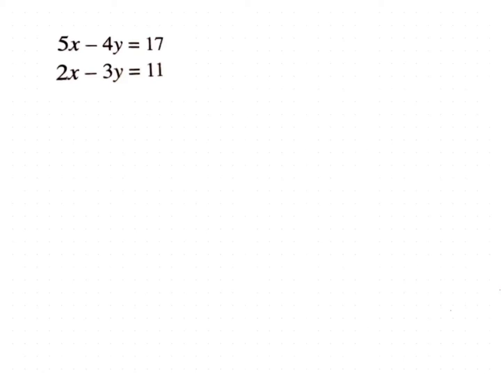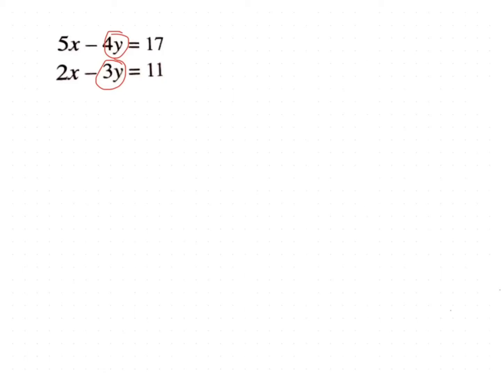Our last question: 5x minus 4y equals 17, and 2x minus 3y equals 11. How are we going to solve that? As you can see, there is no variable with the same value, and even after multiplying one variable, you won't get the same values. So we are going to choose one variable. For example, I'm choosing y. Here it is 3y, and in the first equation it is 4y.